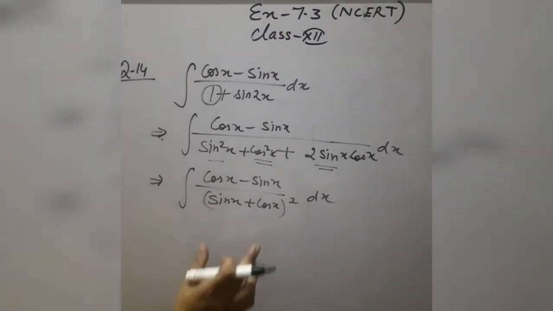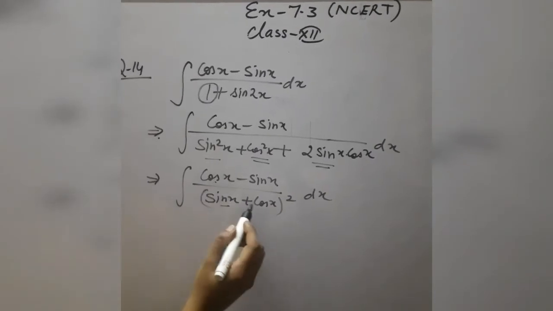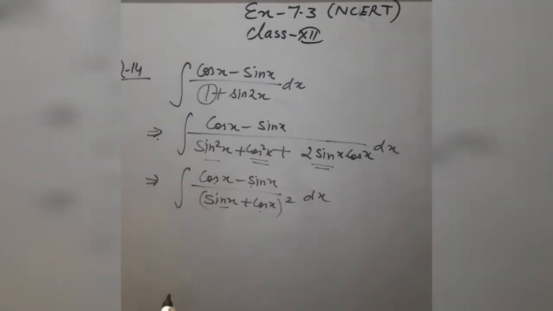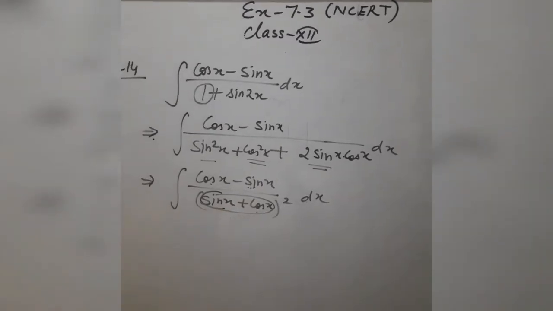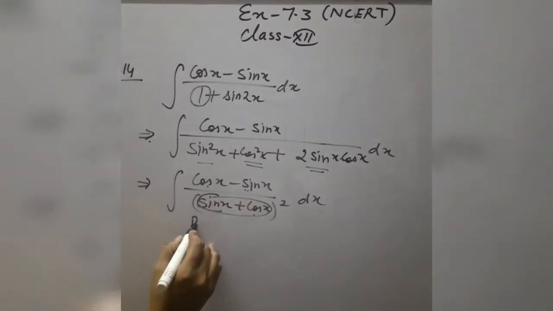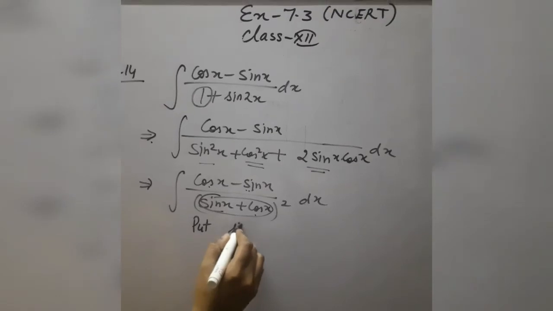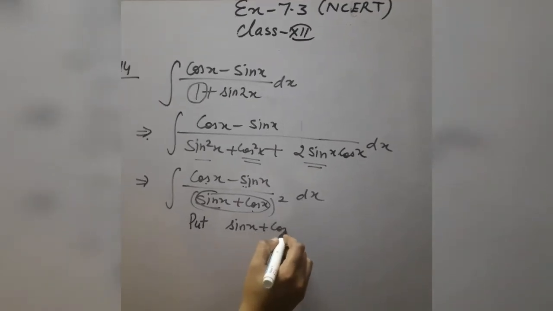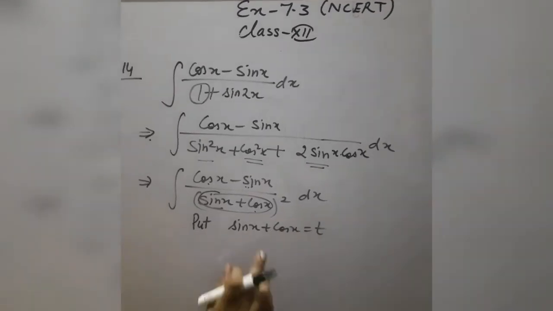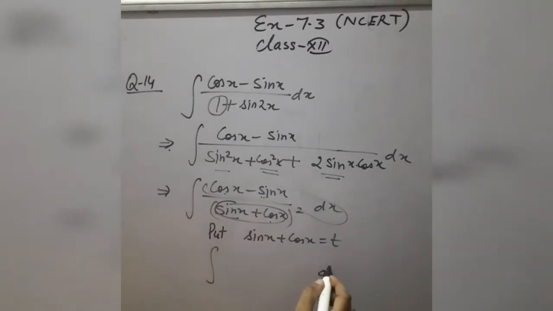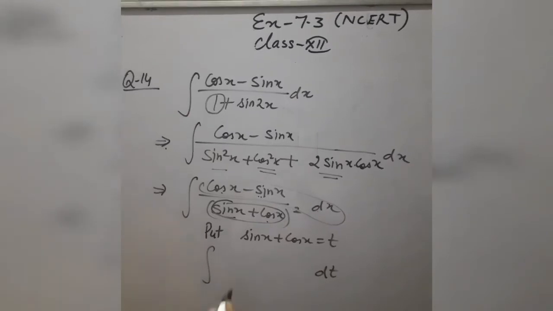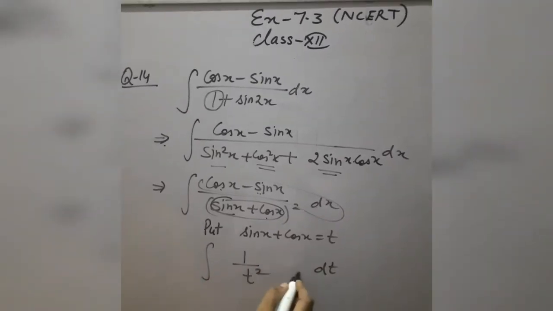Now all of you know that the derivative of sin x is cos x, and the derivative of cos x is minus sin x, which means the derivative of this term is present in the given function. So we will use the substitution method here. Put sin x plus cos x equals t. Now I will not differentiate it, directly I will write down dt in place of the numerator term. It becomes 1 by t square into dt.